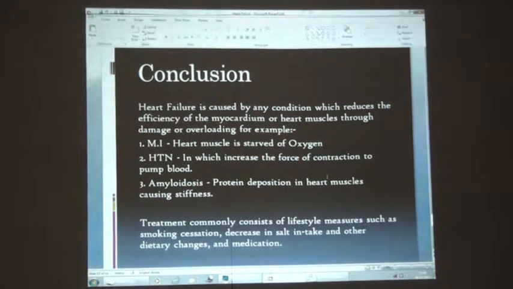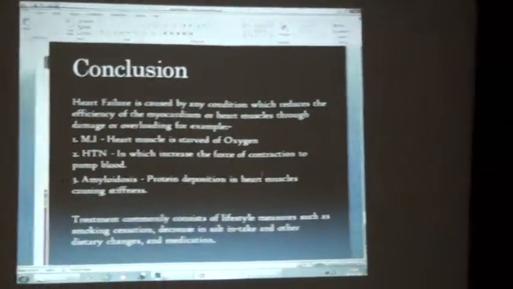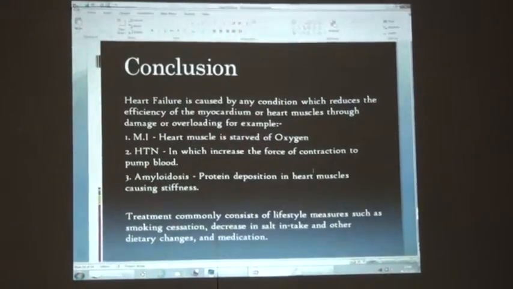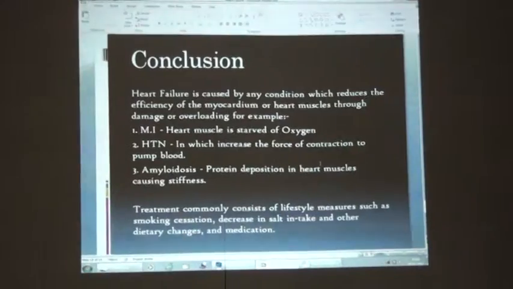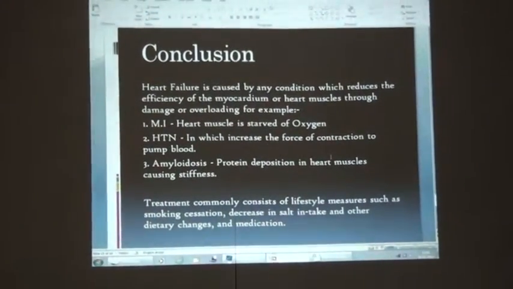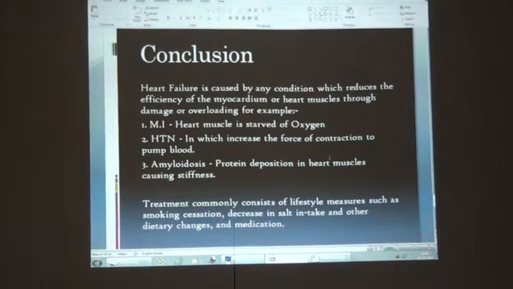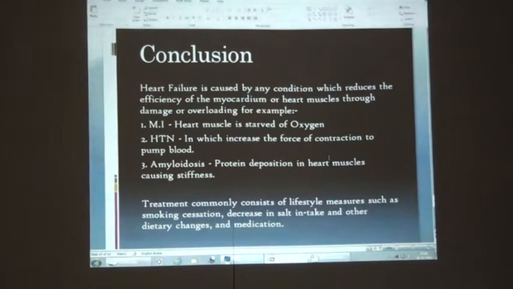So I am going to the conclusion. Heart failure is caused by any condition which reduces the efficiency of the myocardium or heart muscles through damage or loading. For example, myocardial infarction. In myocardial infarction, the heart muscle is starved of oxygen, so it will die. The functioning, relaxation, and contractions, all the functioning will be damaged. So it will lead to heart failure.